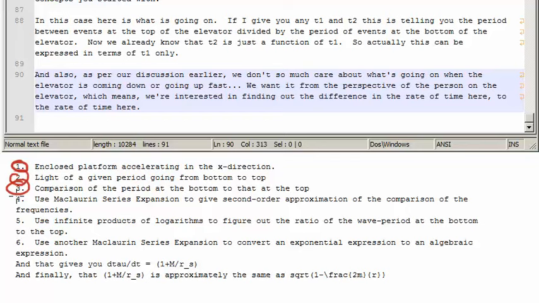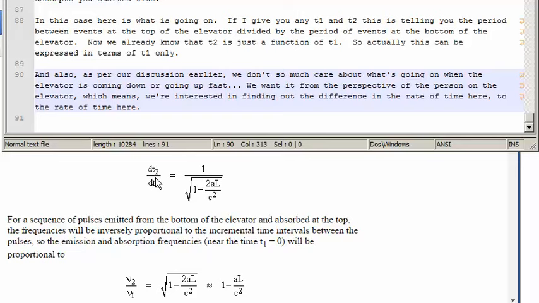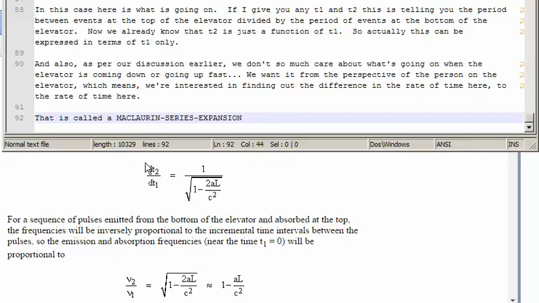Use Maclaurin series expansion to give a second order approximation for the comparison of frequencies. And that's where we are right here, going from dt2 over dt1 in this form to frequency, instead of periods, we do the reciprocal, and it is frequencies. So that just flips that, basically, and then it's approximately equal to 1 minus AL over C squared, and that is called a Maclaurin series expansion, a second order one, because we're just using maybe even a first order Maclaurin series expansion, I'm not sure.